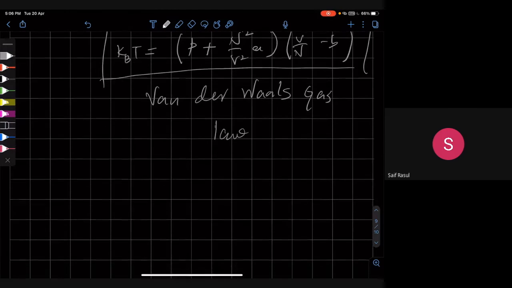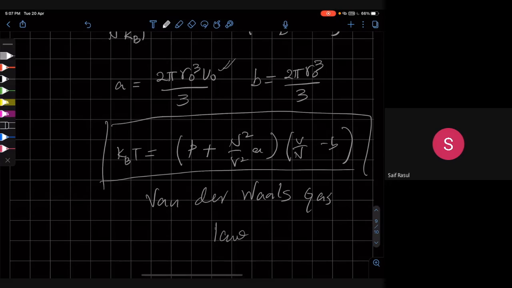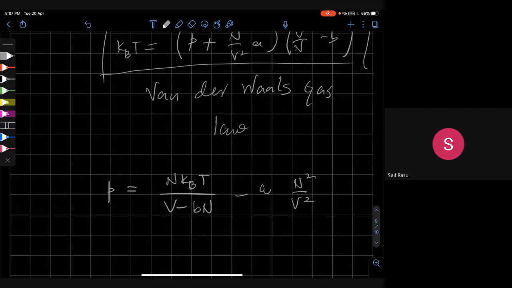Now we can rewrite the pressure in a form where it's N kBT by V minus Bn minus A N squared by V squared. Okay. So we see that A has u naught. So A encodes the attractive part of the interaction, and it tends to decrease the pressure. It brings the molecules closer together.